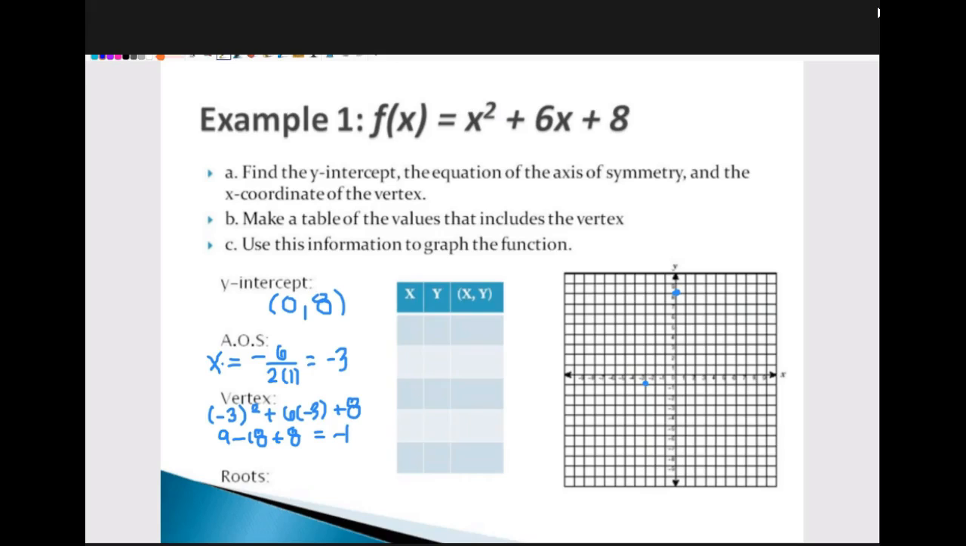And then we use our table of values to find our remaining points. So it's x plus h, y plus k. So you do 0 minus 3, 1 minus 3, 2 minus 3, etc. So the x's always just go up by 1.